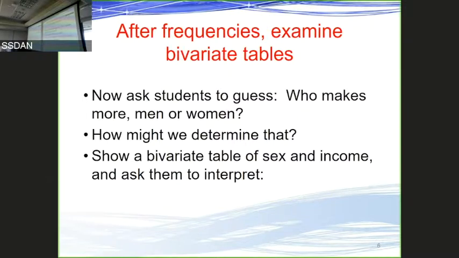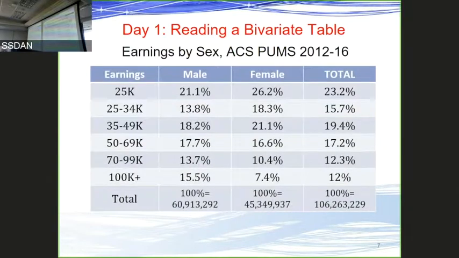So did anyone guess that women would make more? Yeah. All right, so here's the data. How would you all interpret that? Who does make more? Excellent. Okay. So this is great. If you look at this, you have more women earning less and more men earning more. So that's exactly the way I would at least interpret it, okay?